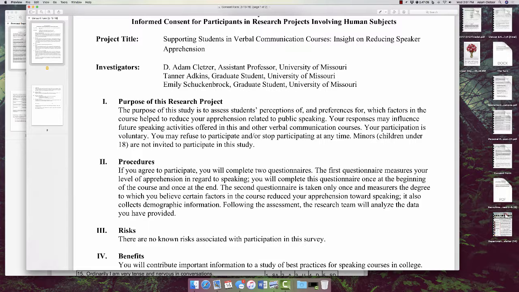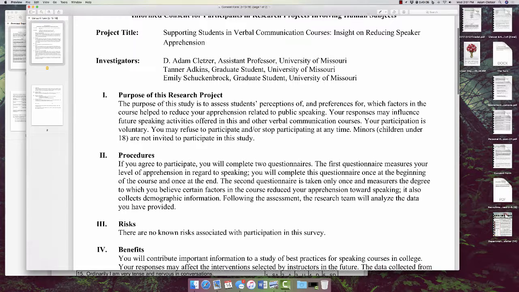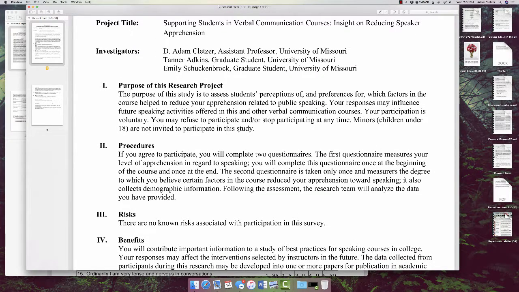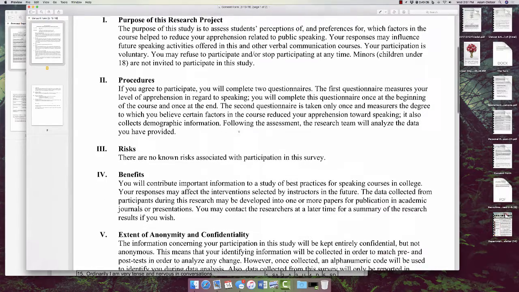Okay. And I would just tell them that we're doing research because speaking apprehension is a real thing, that people get nervous to talk. And we want to know if being in the course reduces that apprehension over time. And then also if it does, which factors related to the course make the biggest difference in reducing that apprehension. And so you'll tell them that we hope that they'll participate, etc.